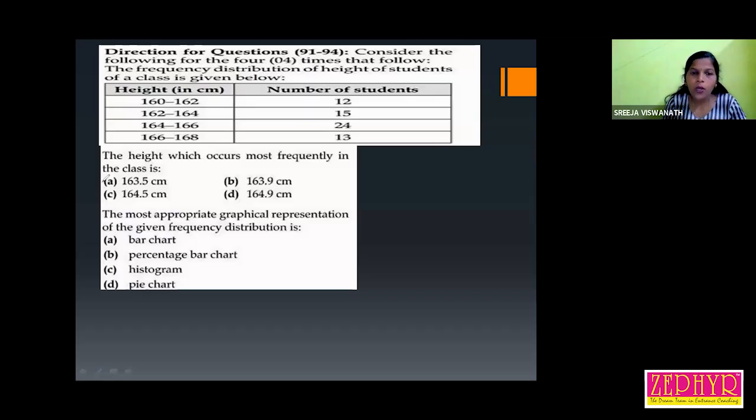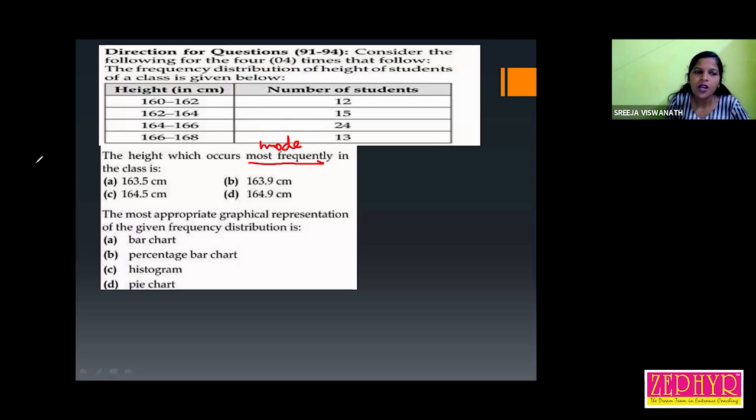Most frequently. What do you mean by most frequently? Most frequently indicates the mode of the distribution. Mode is the most frequently occurring item. So the question is, what is the mode of the distribution?